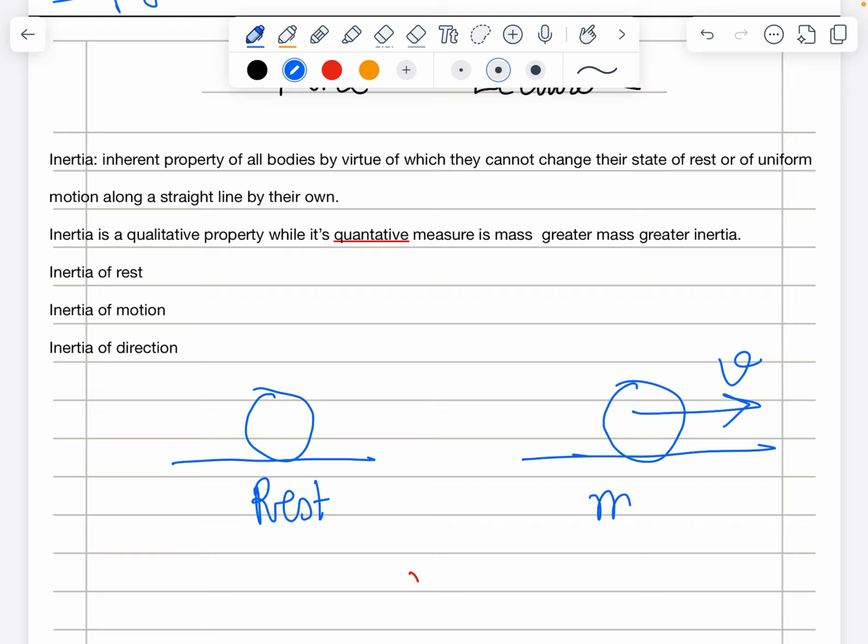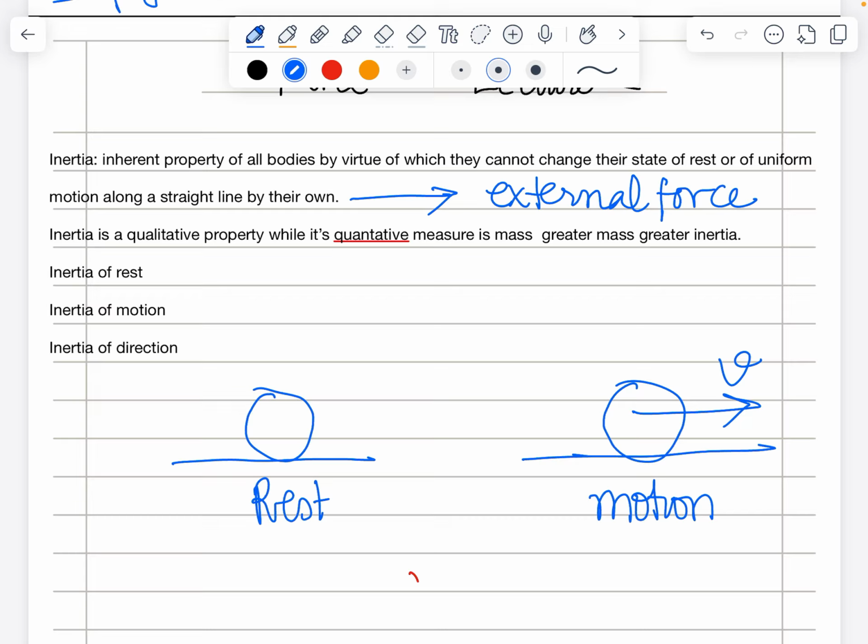In order to change the state, what is needed? Force will be needed. Its state will be changed only when you apply force on the body. So in other words, we can say that it opposes the external force. By virtue of inertia, a body opposes the external force up to a certain extent.